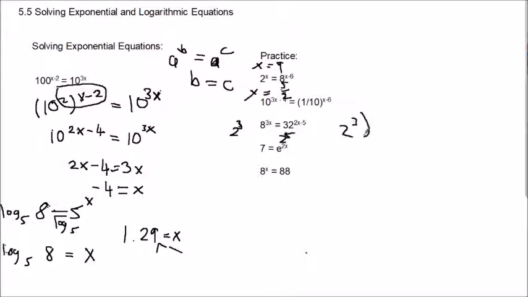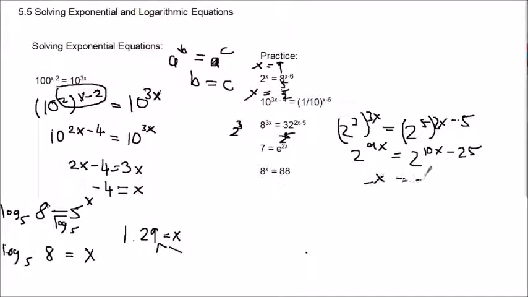So we have 2 to the third power to the 3x equals 2 to the fifth power to the 2x minus 5, which will give you 2 to the 9x equals 2 to the 10x minus 25, right? And then now we have negative x is equal to negative 25, so x is equal to 25. There you go. That's it. x is equal to 25 in this question, which seems like a really big number, but it's true.